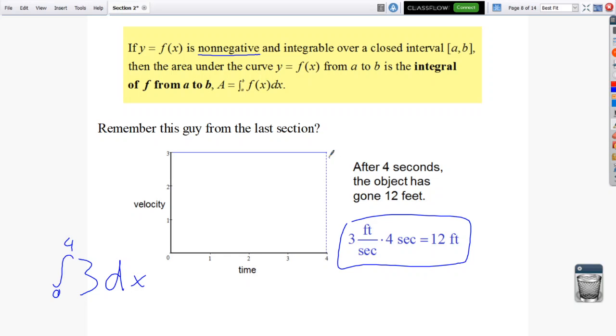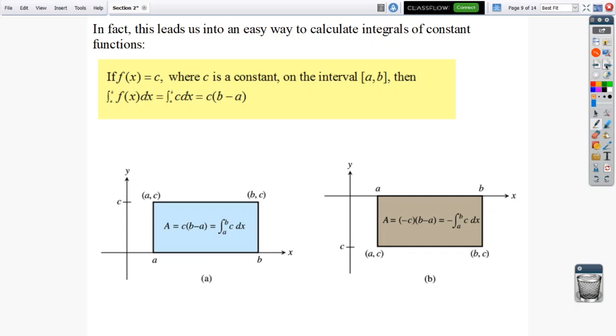When we draw it out, we get this rectangle. If you don't know how to find the area of a rectangle, well, come see me. It's length times width. That should be enough for you guys to understand what the area of a rectangle is. And actually, this allows us to see how to calculate the definite integral of any constant function.